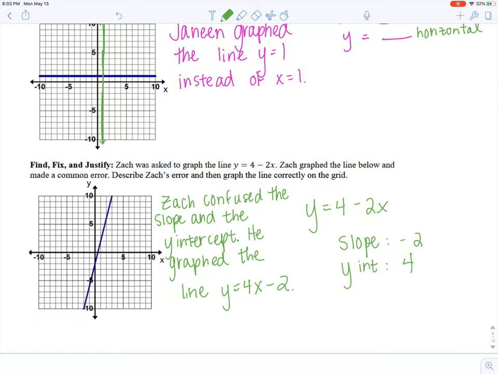So we got to fix this line. So we got to do a slope of -2, a y-intercept of 4. So I'm going to go ahead and plot my y-intercept, always our first step. And for a slope of -2, it needs to be decreasing. So I need to go down 2 and right 1 instead of up 2 and right 1. And we're going to continue graphing these points. And I'm going to continue the pattern the other way. Just like that.